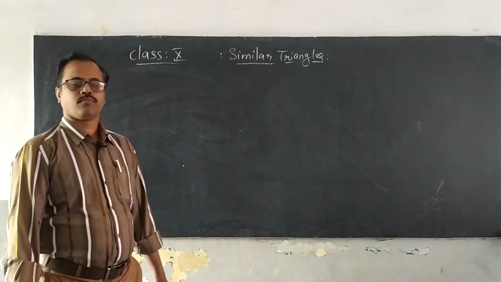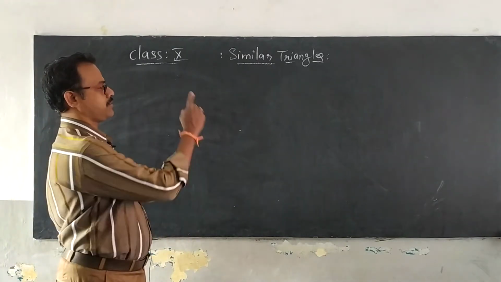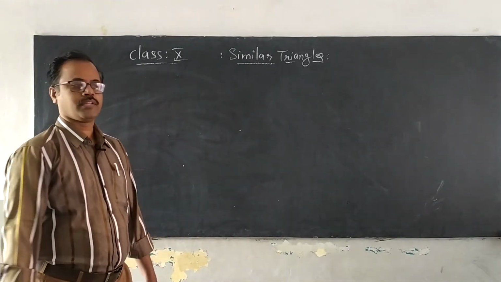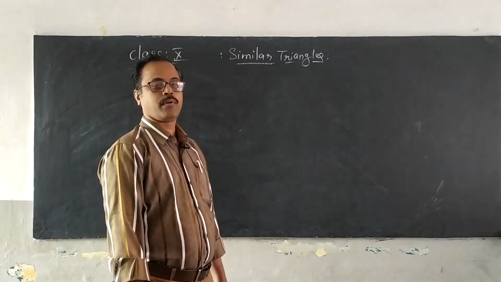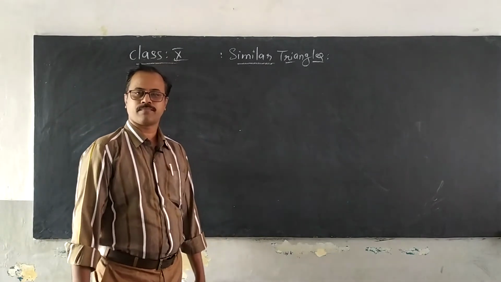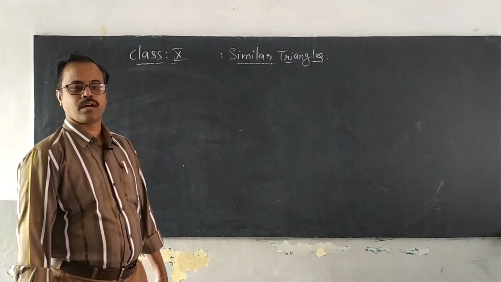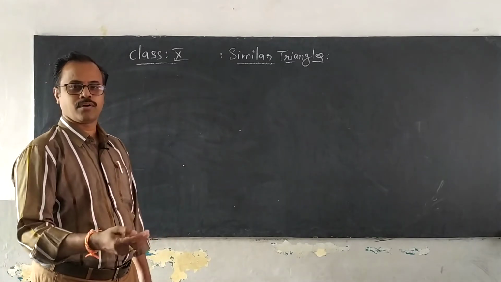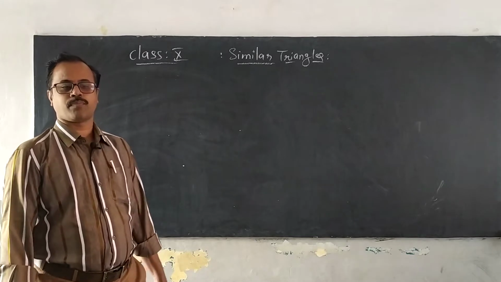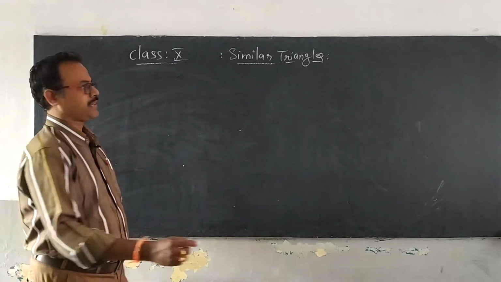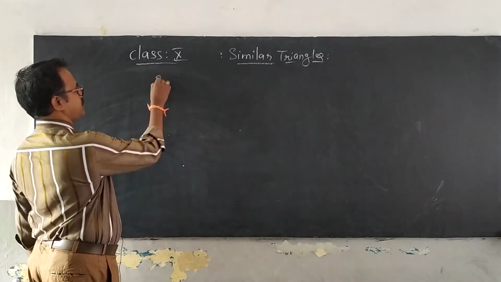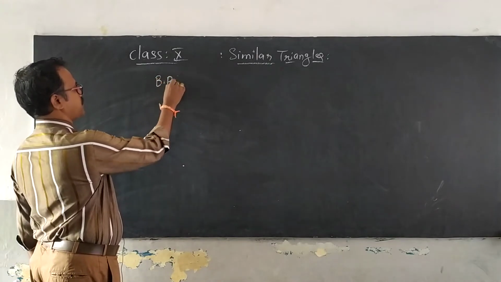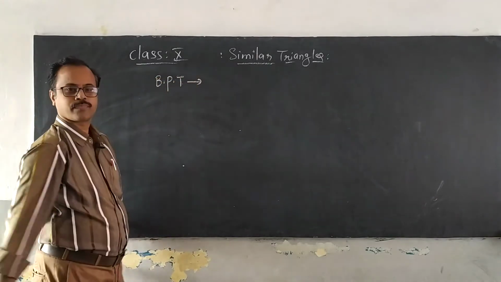Right, we are discussing the topic of similar triangles. In the previous classes, I told you about similar triangles, and then we discussed the basic proportionality theorem, and then the converse of the basic proportionality theorem. Let us revise what is meant by the basic proportionality theorem.